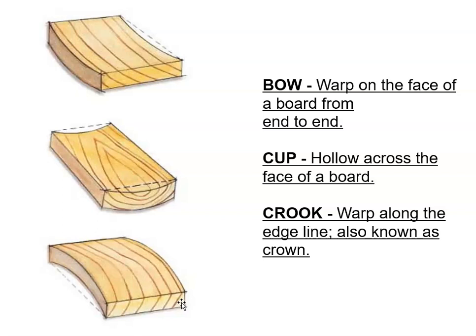And likewise in a beam, with pieces of board that have been joined together, you wouldn't want some crooks going up and some crooks going down. Basically in a beam, all crooks would go up, and in a wall, all crooks would face one direction, typically out for exterior walls. Okay.